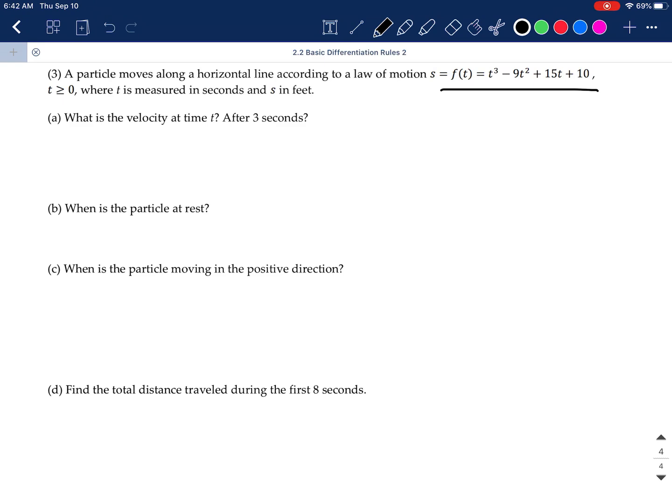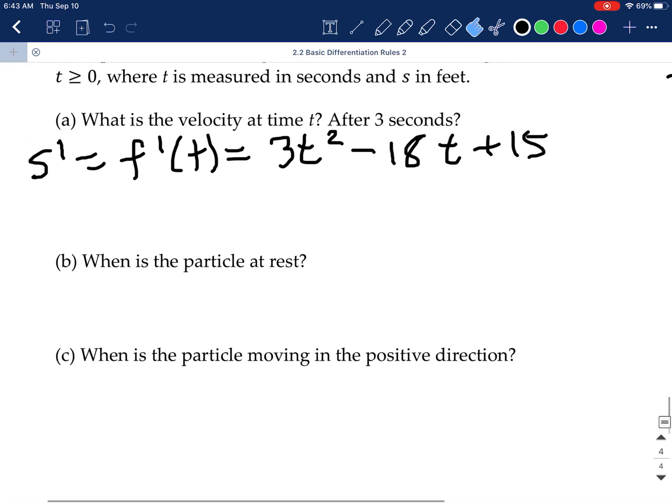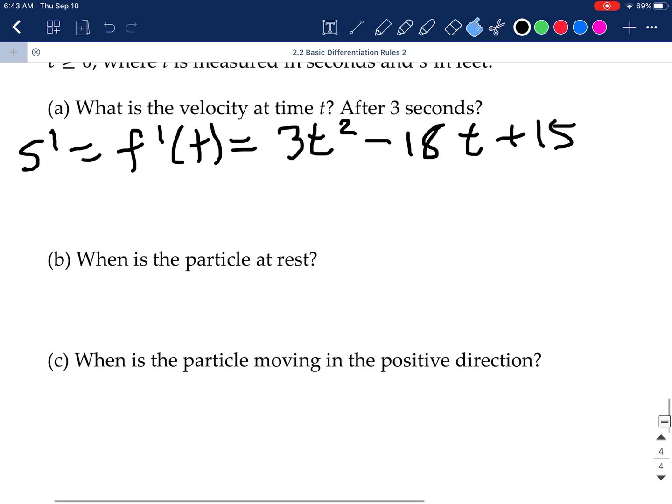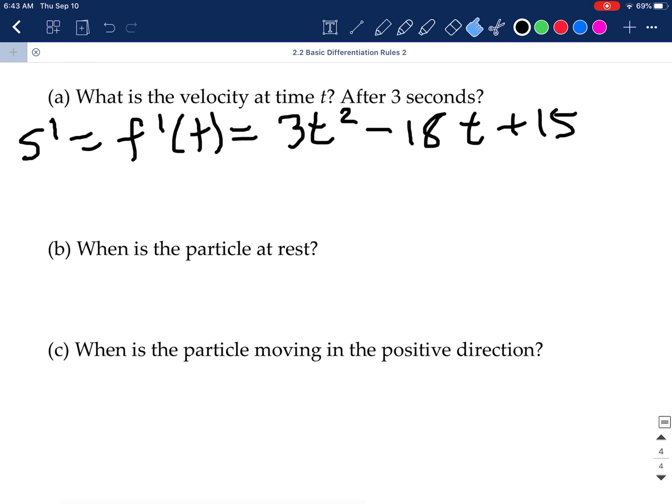So the velocity, again, is just going to be the derivative of position, so that's going to be f prime of t, which is going to equal 3t squared minus 18t plus 15. All right, so get that written here. So let me zoom in a little bit. So that's going to be our velocity at time t.